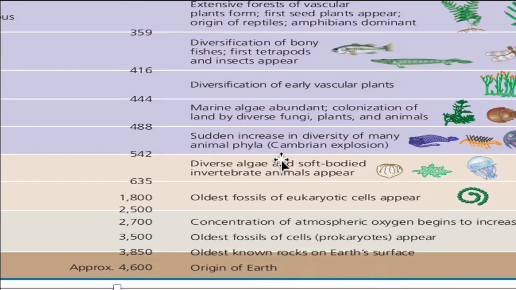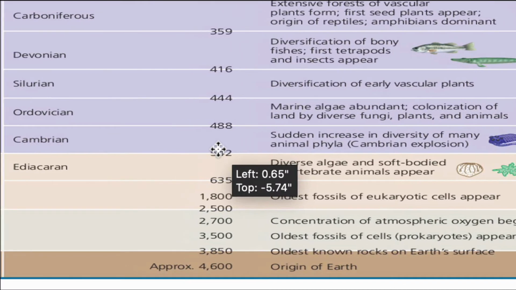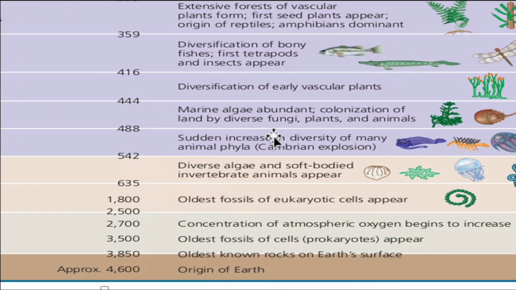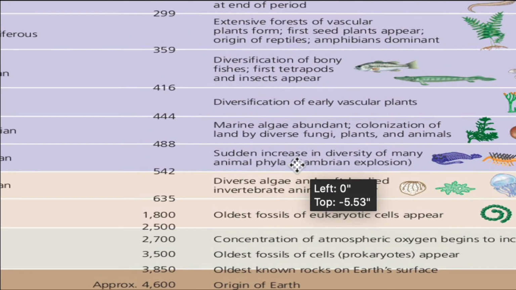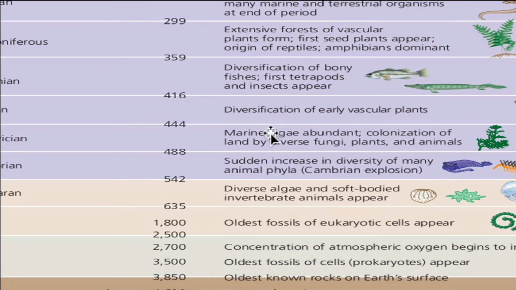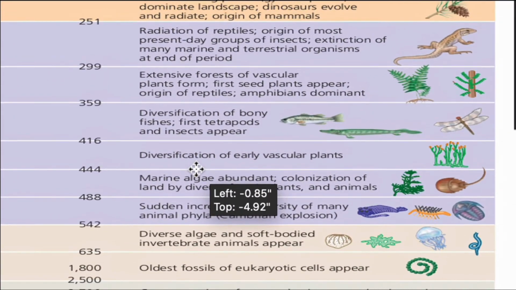As we progress through time, the diversification starts to increase. Animals start to become more sophisticated. They start to get bigger also. So this is called the Cambrian era, and in this period, the Cambrian period, we have an explosion. There's a sudden increase in the diversity of a lot of animals, the animal phyla. As we keep moving, I'm going to speed through it.